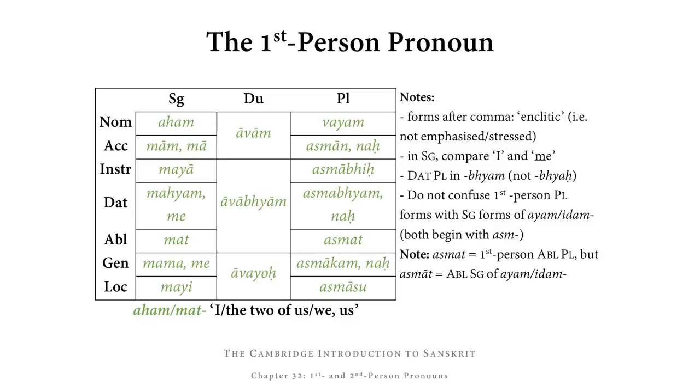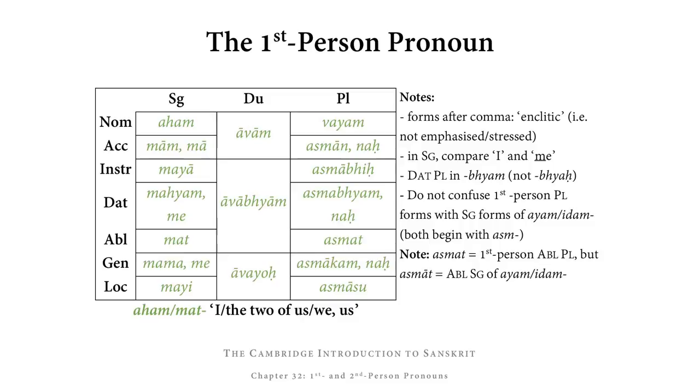However, in addition to these various familiar features, we have various elements that are new and are different from anything we've seen before, and so it probably is easiest to familiarize ourselves with the singular of this paradigm by just straightforwardly memorizing it. So learn to go aham, mam, maya, machyam, mat, mama, mayi. Once you can do that, try it from the bottom to the top, mayi, mama, mat, machyam, maya, mam, aham.